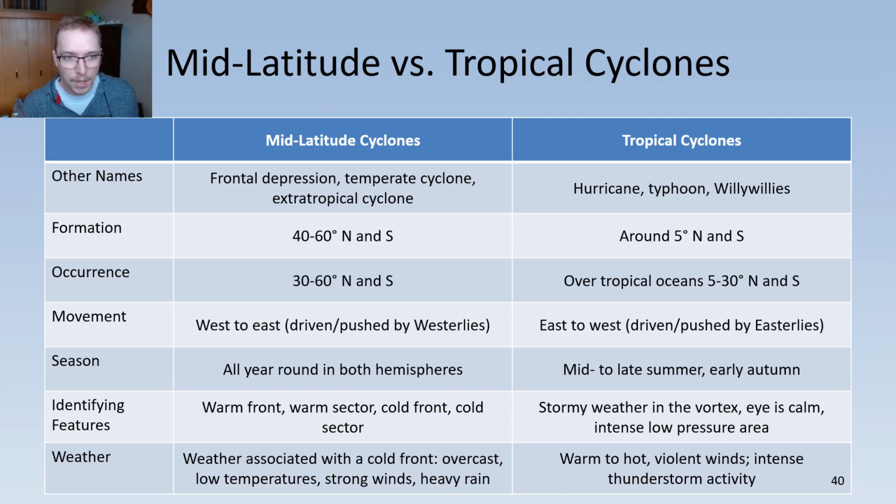So if we were to compare these, tropical cyclones, other names, hurricanes, typhoons, or if you're in Australia, willy willies. Formation occurs around 5 degrees north and south latitude. They occur over tropical oceans, 5 to 30 degrees north and south latitude. They are east to west driven storms, pushed by easterly winds. They occur mid to late summer and early autumn. Stormy weather in the vortex, the eye is calm, an intense low pressure area, and then warm to hot, violent winds and intense thunderstorm activity. That's what we would expect to see as far as weather goes.